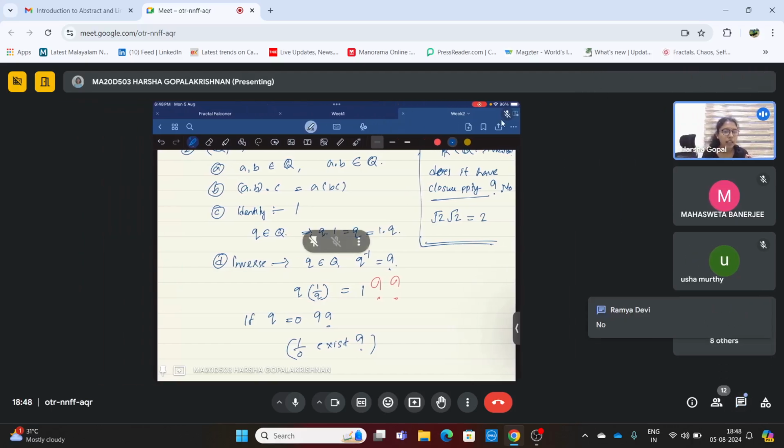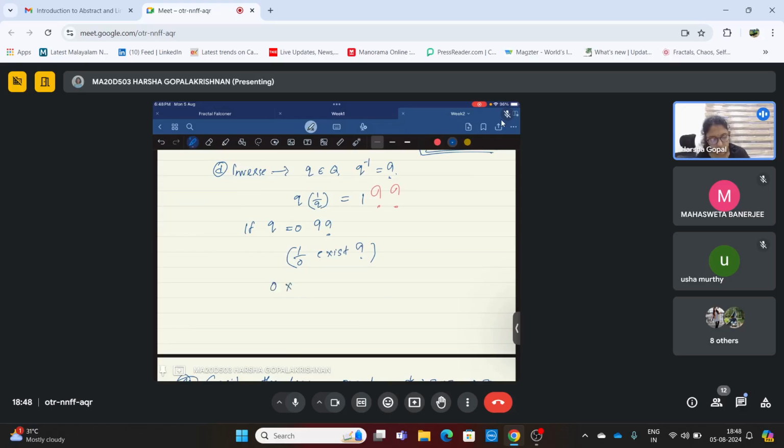Okay, for any non-zero rational number, we can say the inverse of q is 1 by q. So that q into 1 by q will become 1 and okay, solved. But in case q equal to 0, whatever I am multiplying with 0, I will get a 0 only. I am not getting 1. Yeah, not getting 1. That means for 0, inverse does not exist.